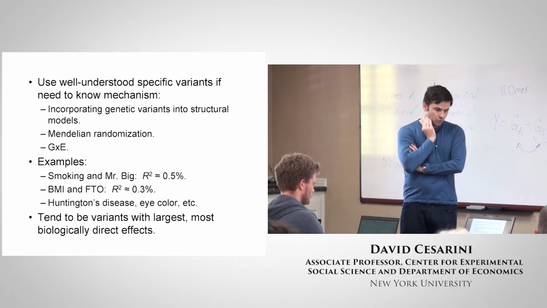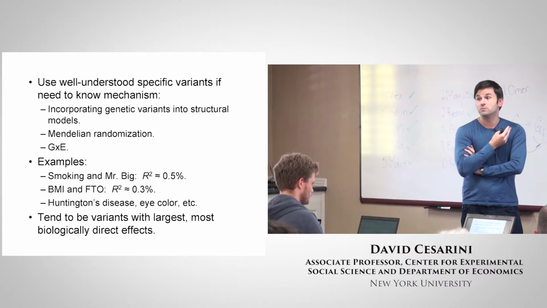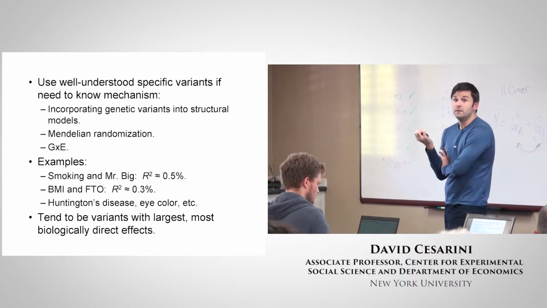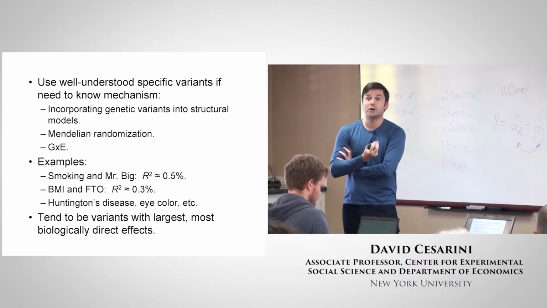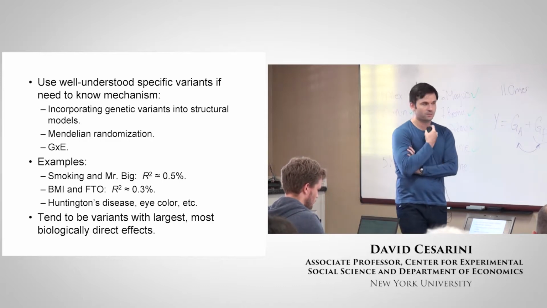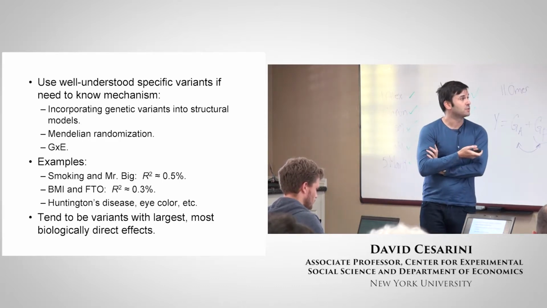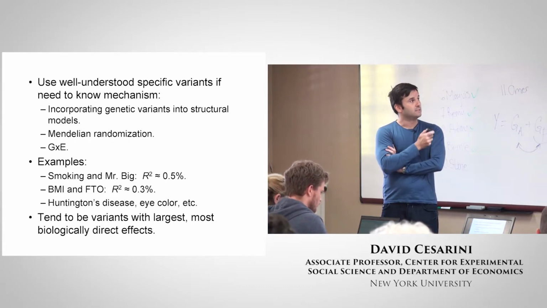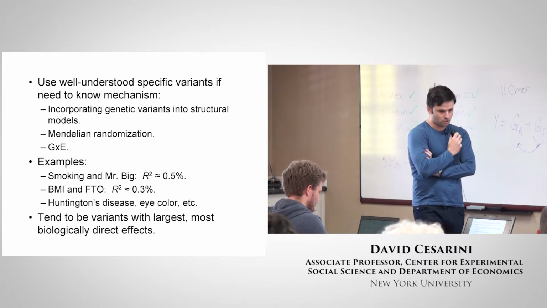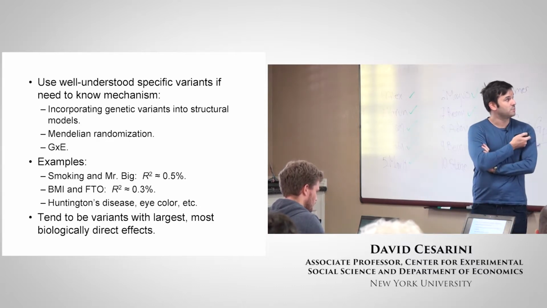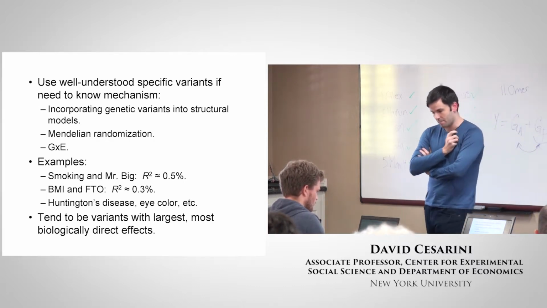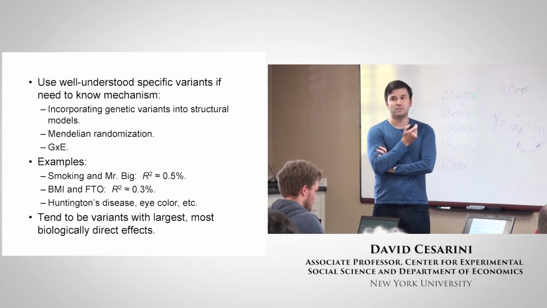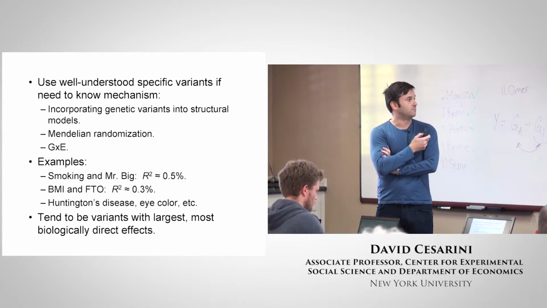In settings where you're interested in using genes as instruments, it may be that you can make a plausible argument that some variants are more likely to satisfy exclusion than others, and in such settings it might make sense to restrict your analysis to those. There are settings in which you may actually be well powered to detect G by E effects with single SNPs, and I will give an example just now.